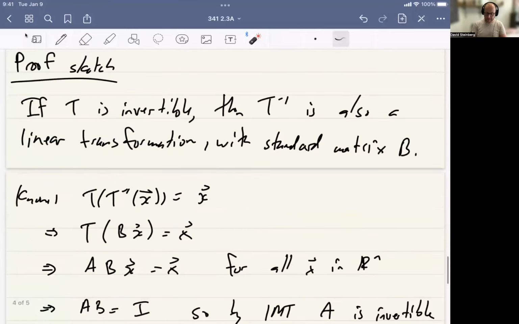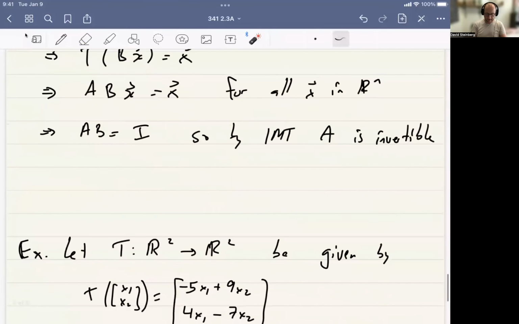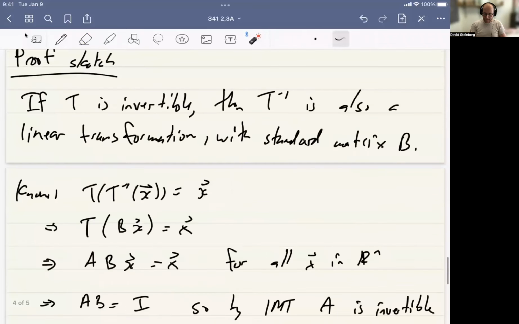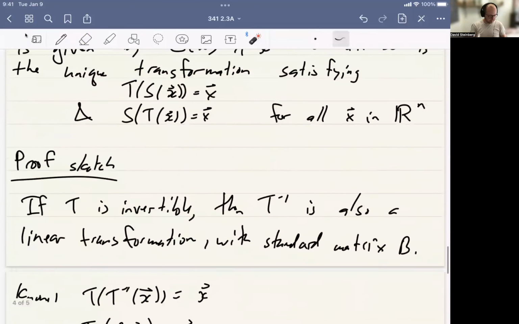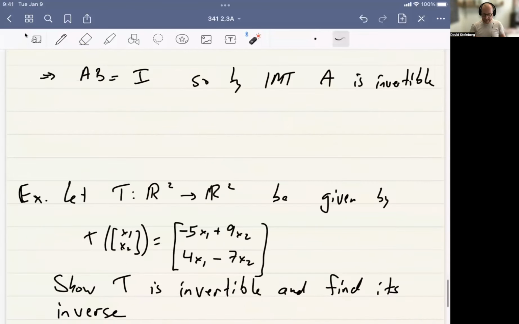Okay, so the reverse direction is in the textbook. The idea is just that if A is invertible and we apply this to T, then the two A's cancel, we get back x again. Okay, see the textbook for details. Let's go over another example.